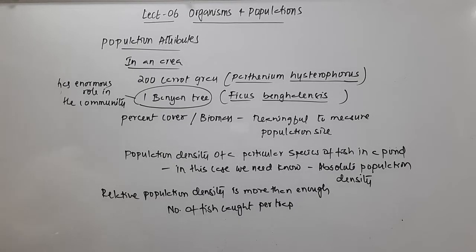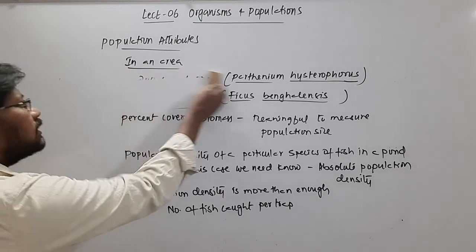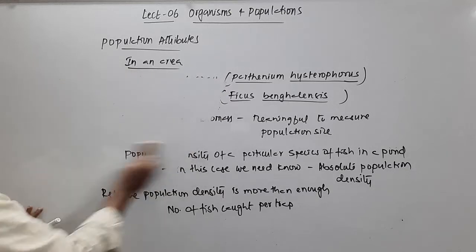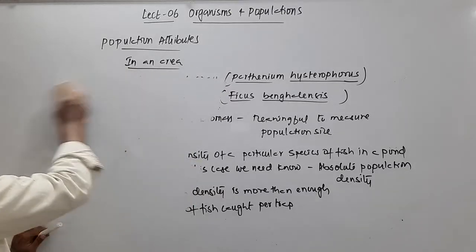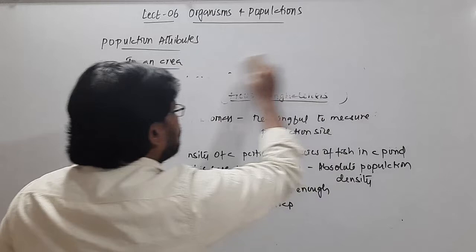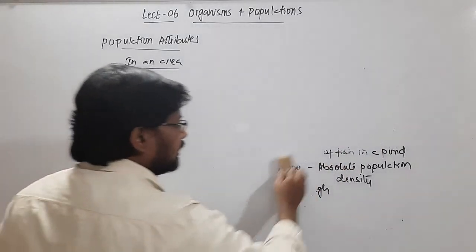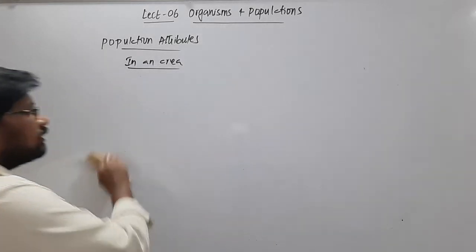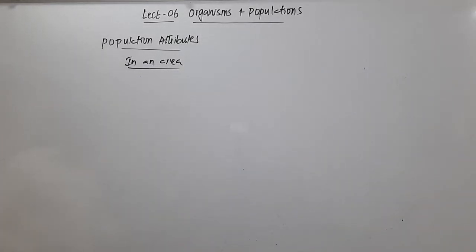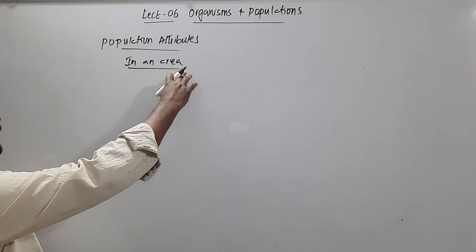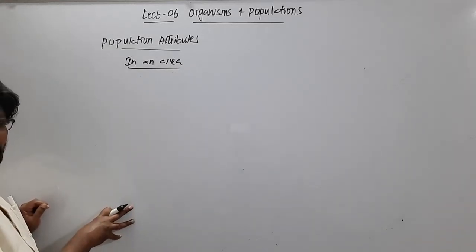Now in other cases, we will calculate the population size indirectly. For example, say we want to know the tiger census, so to find out how many tigers are present in a particular area, the number of tiger individuals living in a particular area.